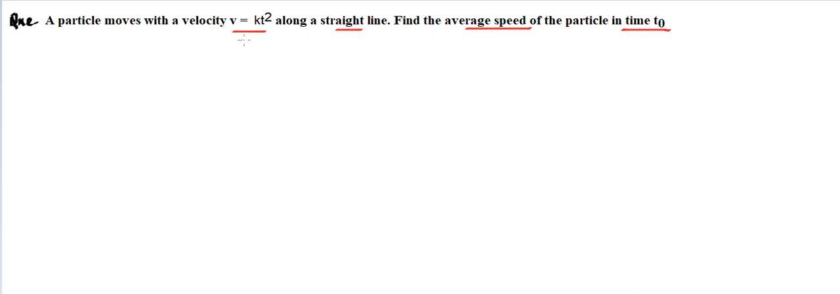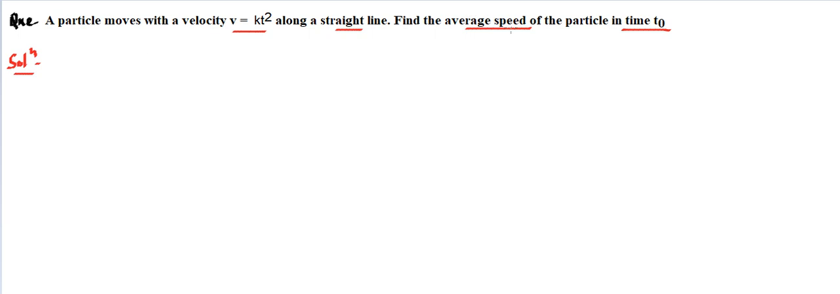Now whatever velocity is given to us is a function of time. We can differentiate to find the acceleration, and we can also find further information using the formulas that we know. Anyway, the point is this velocity which has been given to us is instantaneous velocity, a function of time. That means at any instant you can find it out. So let's proceed for the solution.